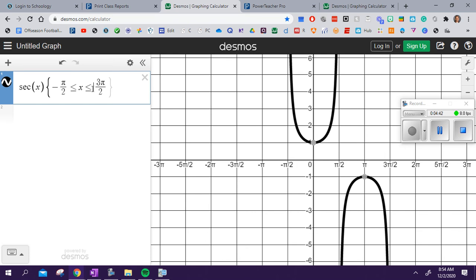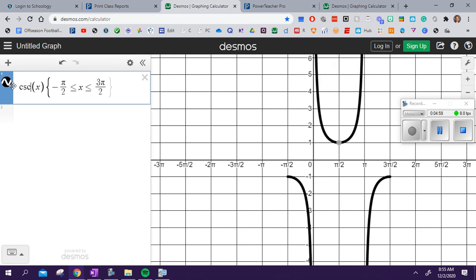Is that continuous? No. So that didn't work. When else could I get a full continuous cycle? The answer is never. You can't do it. Same thing would be true with cosine, or cosecant, sorry. There's no way to get a full continuous cycle.